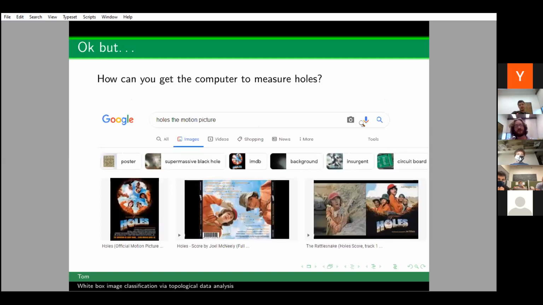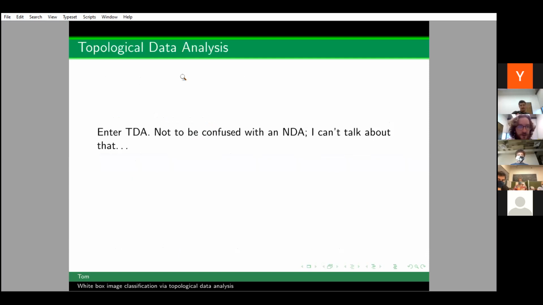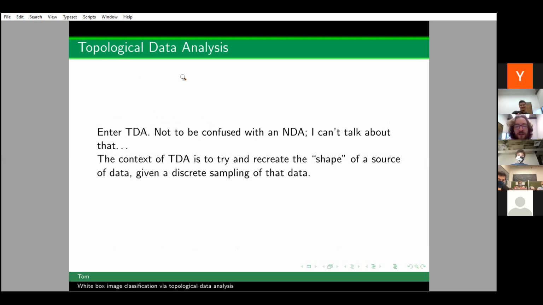Okay, so this is the high level of what we're going to try and implement. But the big thing now is how do you get a computer to measure homology? That doesn't sound very easy, especially if you know what homology is. How can you actually compute that automatically? It's not so simple, but it turns out it's fairly simple. This is a subset of what we would call topological data analysis, or TDA. The context of topological data analysis is to try and recreate the shape of a source of data given a discrete sampling of that data.